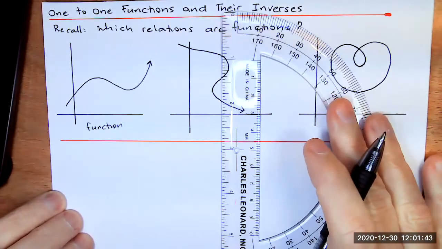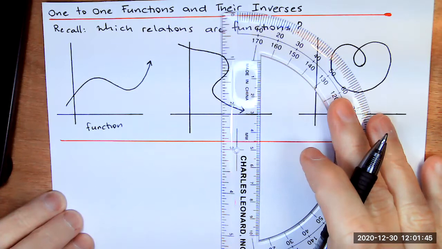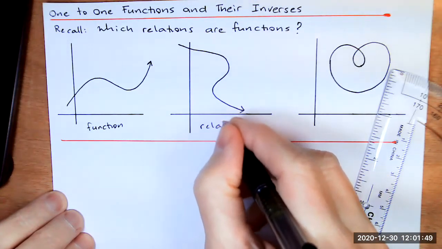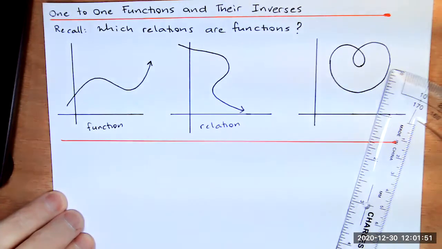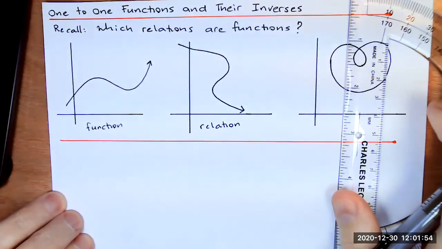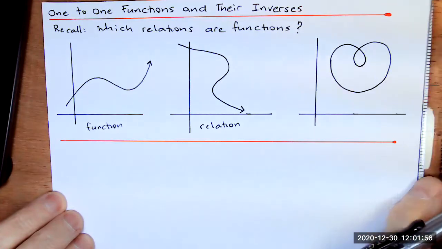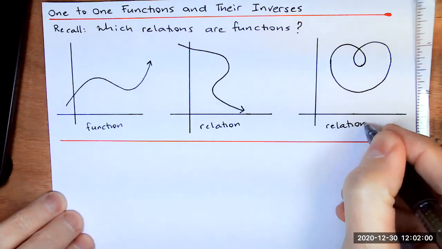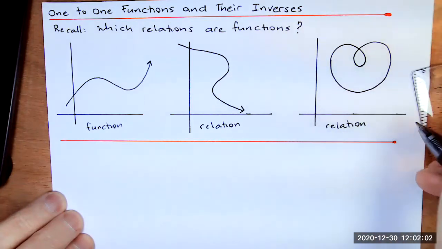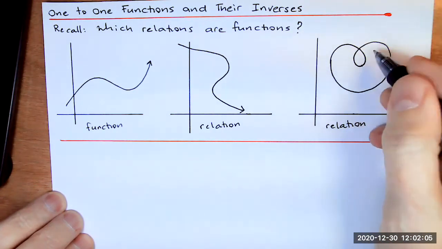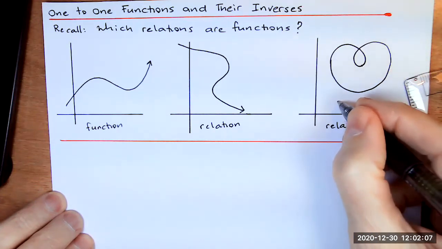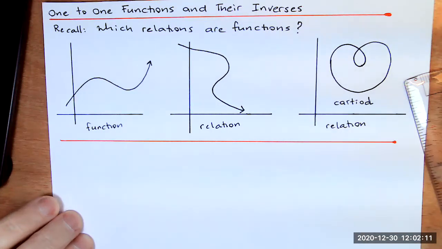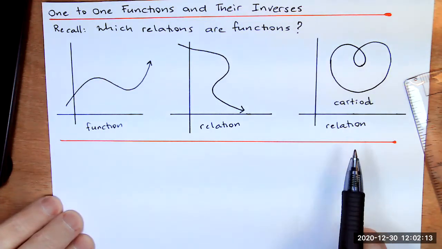But this vertical line touches this one in 3 places. So this is a relation. And this one is obviously a relation. By the way, this is a special function. It kind of looks like a heart, so it's actually called a cardioid. But it is a relation.